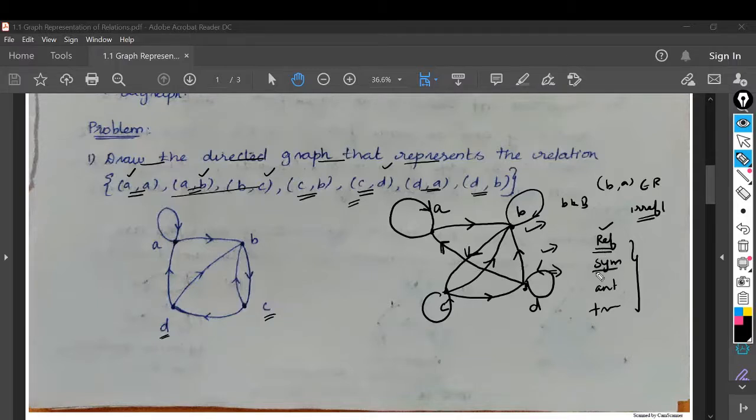See, symmetric. When you say symmetric, whenever A is related to B, your B should also be related to A.